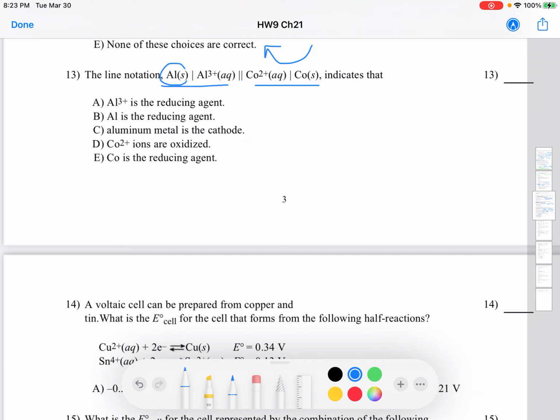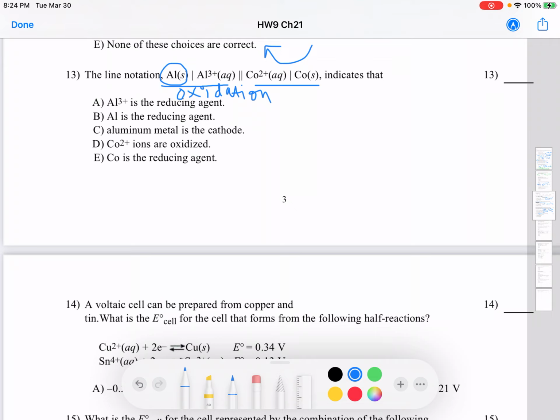Aluminum is the reducing agent. That means this one here, so this is the oxidation. The first one that is written is the oxidation. Aluminum is undergoing oxidation. That's what's happening at the anode. The species that is undergoing oxidation is the reducing agent. So B is the correct answer.